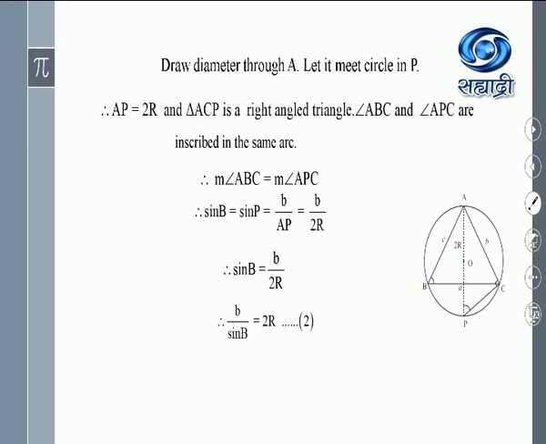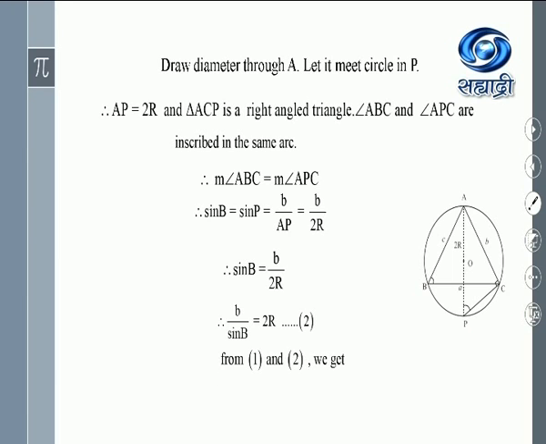The next step is we cross multiply the terms because we need B upon sine B, right? Therefore, this term we cross multiply with the RHS, and we have B upon sine B is equal to 2R. We call this equation 2.